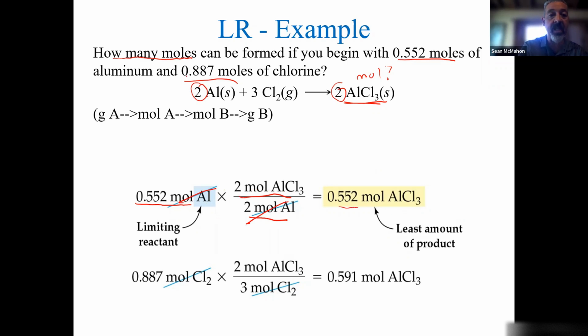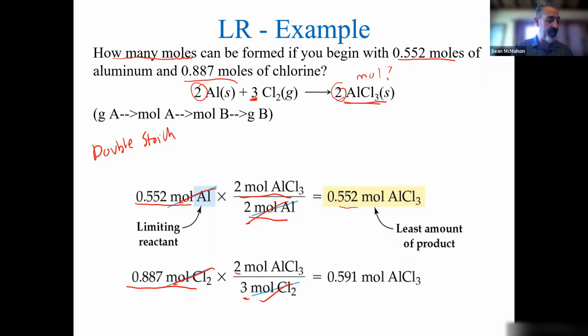Then I do the same thing. I run the calculation. That's why it's called a double stoich, right? Why? Because now they're giving me the amounts of both. I start with 0.887 moles of chlorine. I see in my balanced equation, there's 3 moles of chlorine for 2 moles of aluminum chloride. The moles of chlorine cancel. I'm left with moles of aluminum chloride, and I see 2 amounts.